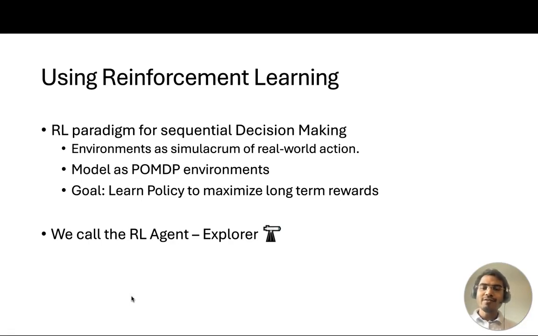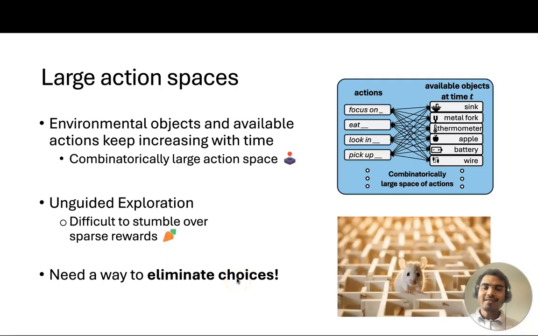Environments in the real world can also be modeled as partially observable Markov decision processes, and then the goal becomes to learn a policy to maximize long term rewards. In our work, we call the RL agent the explorer. In these text environments, agents can face very large action spaces.